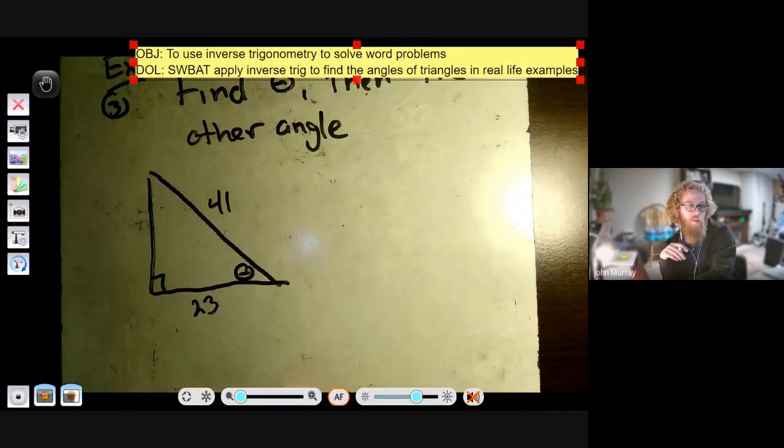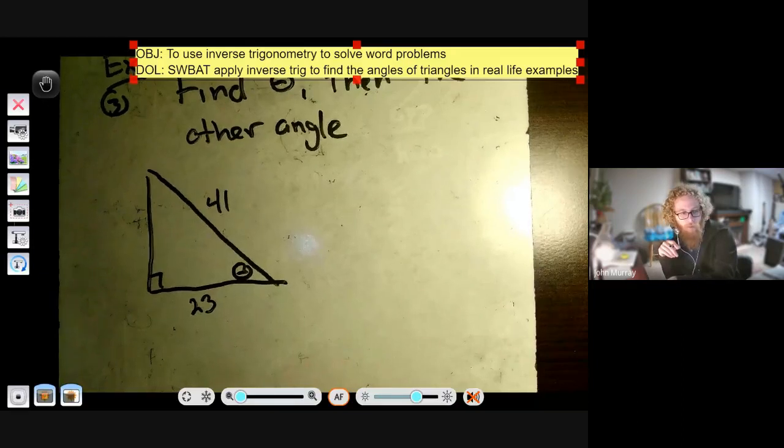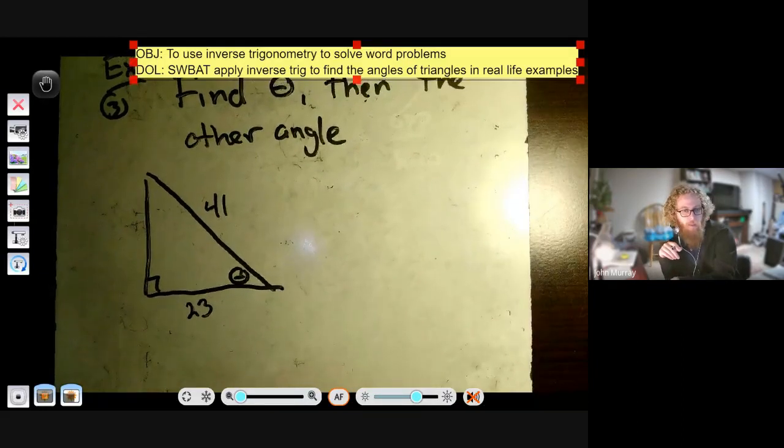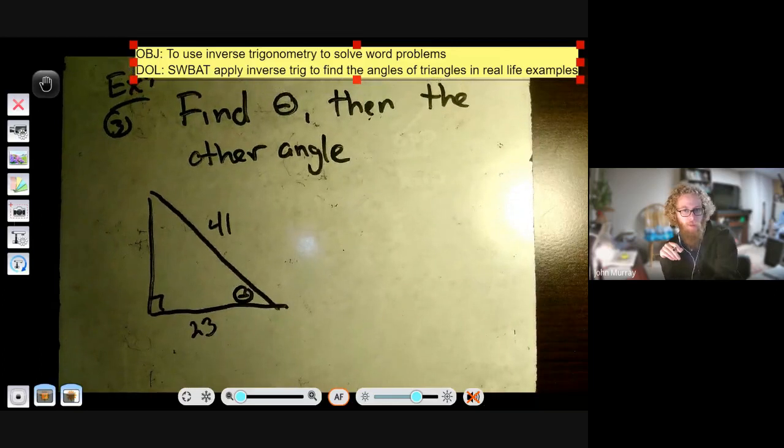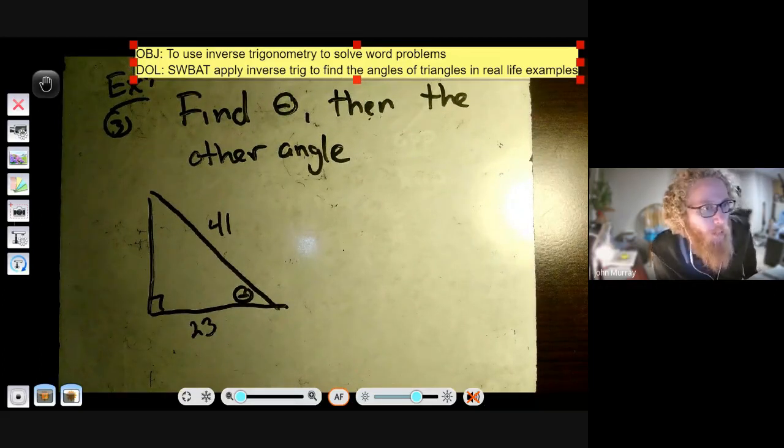All right, so it is 10:51. I'll give you till 10:52 to think about this. So what trig function are we going to use? How are we going to set it up?